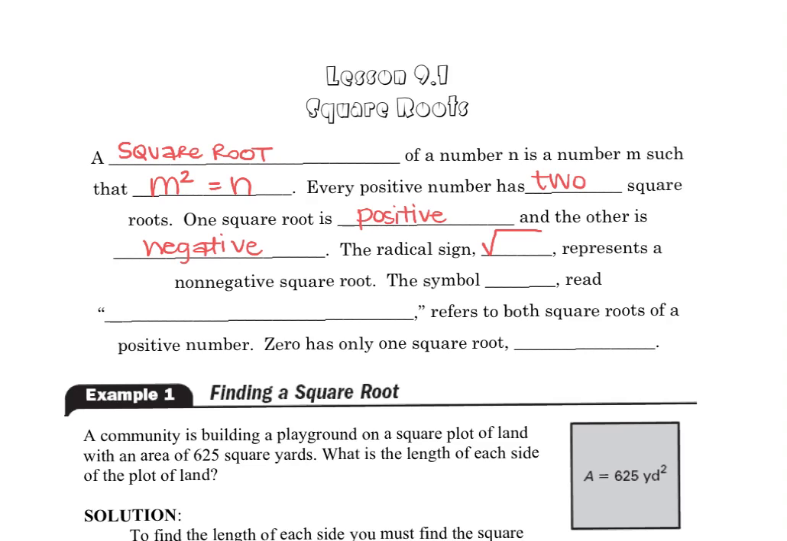The other symbol that we're going to be looking at is a plus sign with a minus sign right under it. And this is read plus or minus. It refers to both square roots of a positive number. 0 is the only number that has one square root, and that is itself, because there's not a positive or negative 0. All right, let's try to explain this a little bit more.